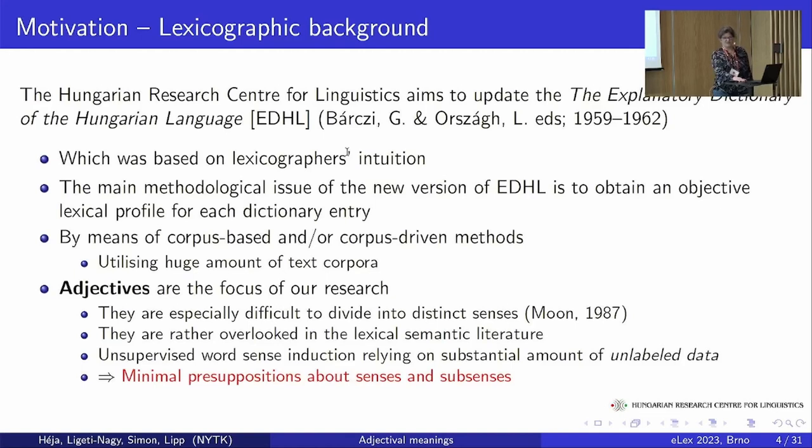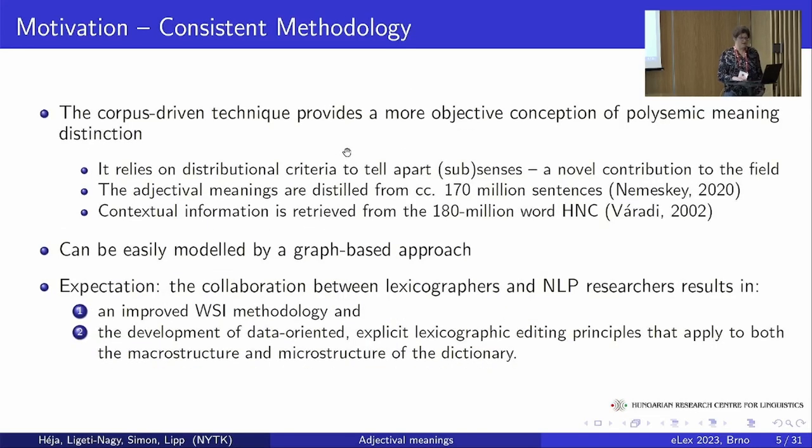And in this presentation, and also in this thread of research, we are concentrating on adjectives, especially on adjectives in attributive positions. They are held to be quite difficult to divide into distinct senses, and they are also rather overlooked in the lexical semantic literature. That is, now we are introducing an unsupervised word sense induction method, which relies on a substantial amount of unlabeled data, which is quite good because now we have only minimal presuppositions about senses and subsenses. So the corpus-driven technique provides us with a more objective conception of polysemic meaning distinctions.